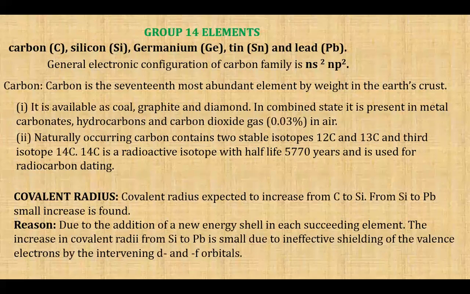What will be the changes? Carbon to silicon is expected to increase. Then from silicon to lead, after germanium, tin, and lead, a small increase is found. Why? Due to addition of new energy shells. For each succeeding element, the increase in covalent radii from silicon to lead is small due to ineffective shielding, again the poor shielding. Here the atomic size, or covalent radii, decreases because of the lanthanide contraction.